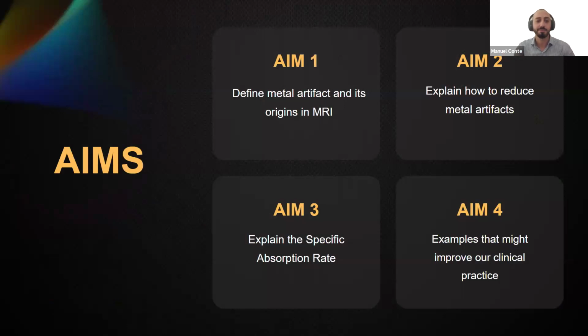So let's start. The aims of this presentation are to explain what a metal artifact is and how it appears in MRI images, to explain how to reduce them, to explain the SAR, the specific absorption rate, and at the end I will do some examples to improve our clinical practice. They helped me because I had some constructive reflection after that, and I hope this will help you as well.